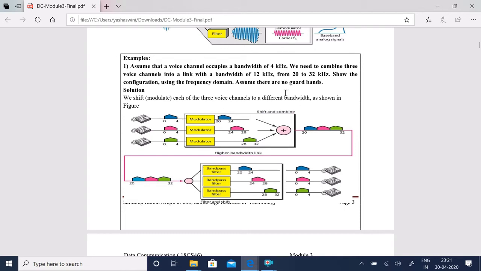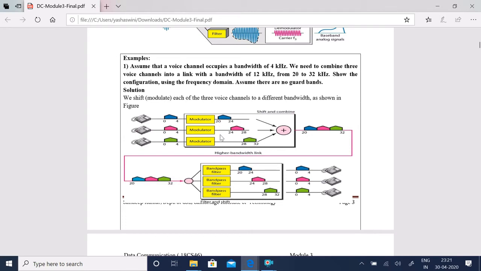So in order to solve this problem, we modulate each voice signal into a different bandwidth. We know each voice channel occupies 4 kHz, that is from 0 to 4. In order to modulate it, we pass it through a multiplexer. We know the minimum frequency is 20 kHz, so the first channel will take 20 to 24 kHz. For the second, it is from 24 to 28. Similarly, for the third, it is from 28 to 32.